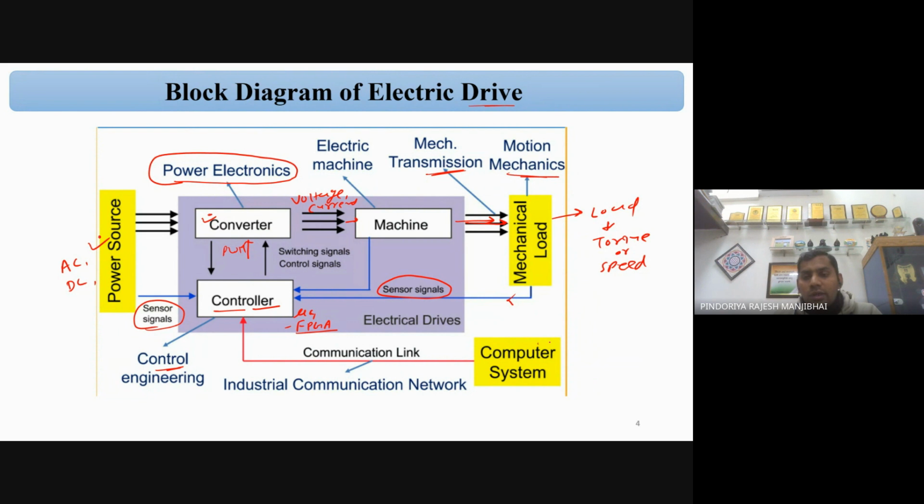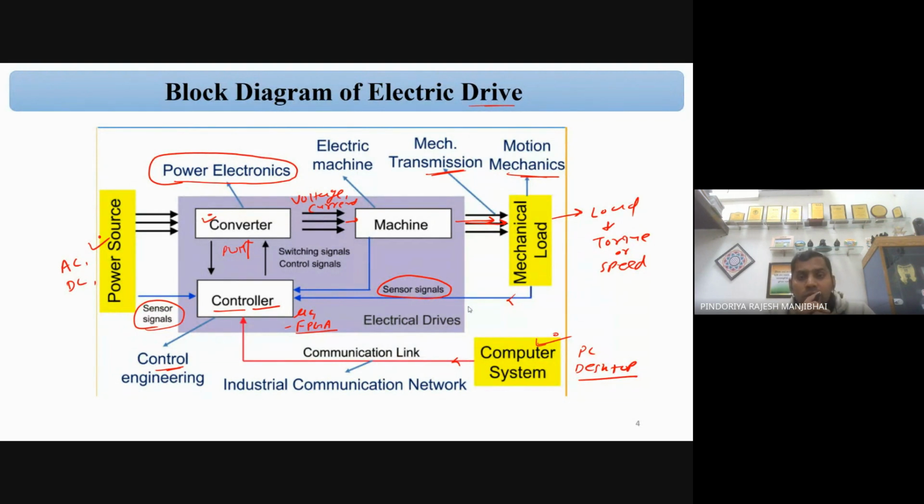So this is finally your computer system, otherwise we can say the personal computer, the PC or desktop. Ultimately, this is nothing but your communication link, so you can easily operate the controller. So this is a simple and most important block diagram of electric drives.